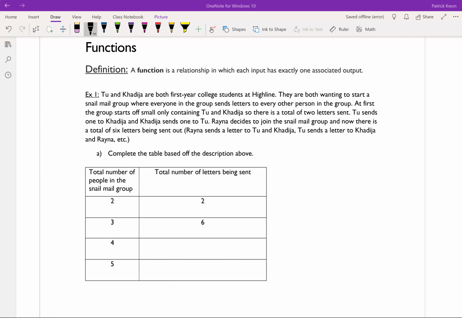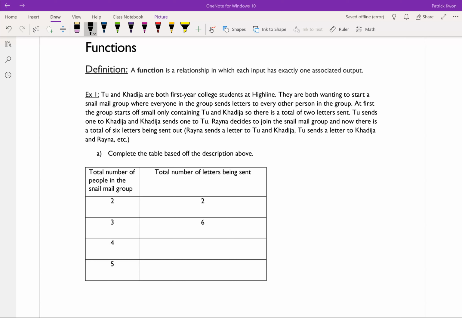Tu and Khadija are both first-year college students at Highline. They are both wanting to start a snail mail group where everyone in the group sends letters to every other person in the group. At first, the group starts off small, only containing Tu and Khadija, so there is a total of 2 letters sent. Tu sends one to Khadija, and Khadija sends one to Tu.